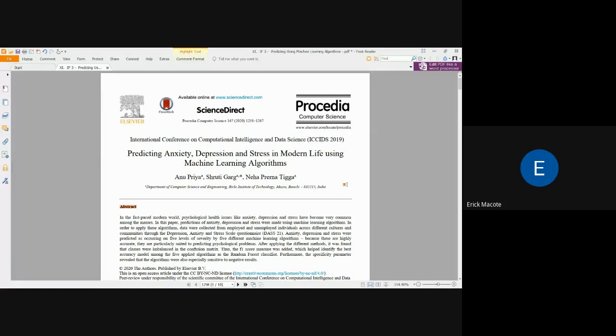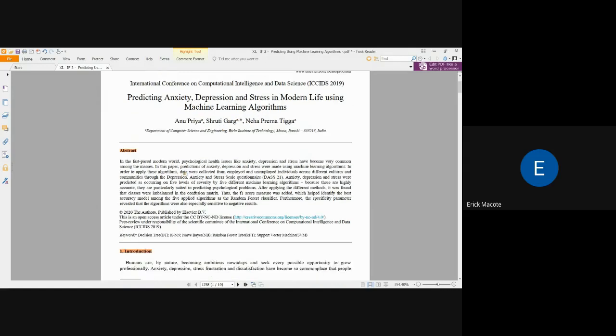Okay, good morning, everyone. Today I'm going to inform you about predicting anxiety, depression, and stress in modern life using machine learning algorithms. In this paper, prediction of anxiety, depression, and stress were made using several machine learning algorithms because they are highly accurate and appropriate for predicting psychological problems.